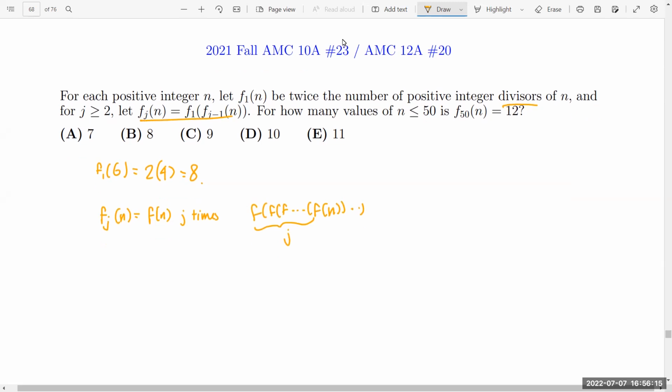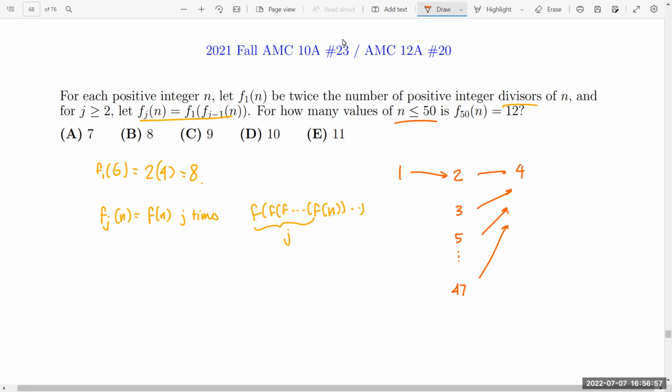So now that we have this, we want to find how many values of n less than or equal to 50 have f50 of n equal to 12. What I would do here is just try some small values and see where it goes, because we do expect there to be a lot of cycles here, since divisors are usually way less than the actual number itself. For example, 1 has 1 divisor, so it goes to 2. 2, as well as basically every prime between 1 and 50, up to 47, all have 2 factors, so they go to 4.